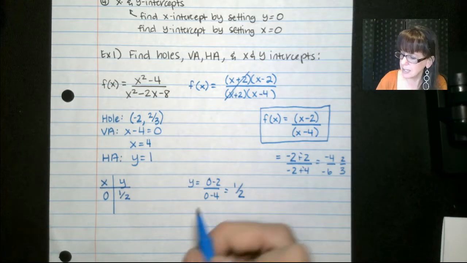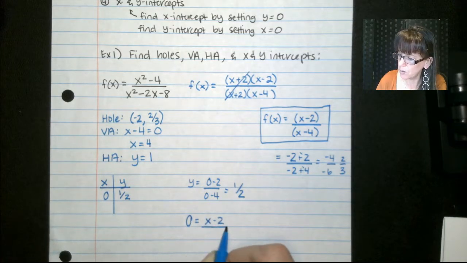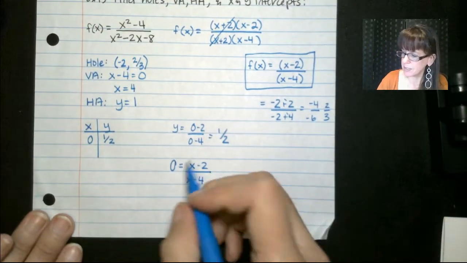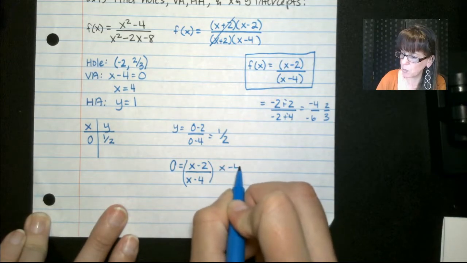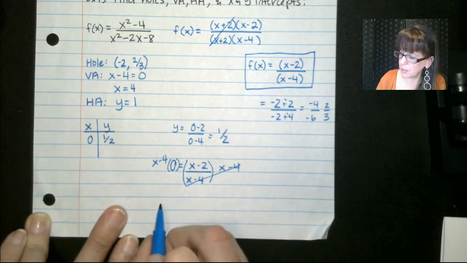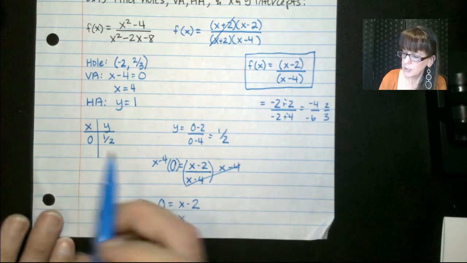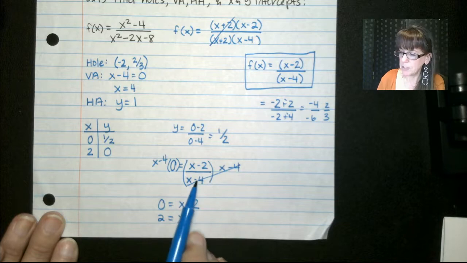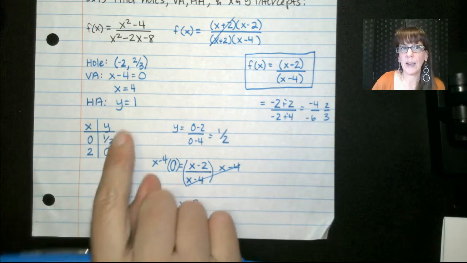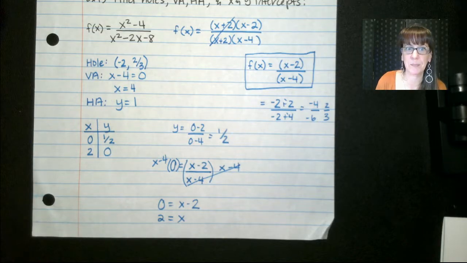Now the other one is we want to set y equal to 0. So we have 0 equals x minus 2 over x minus 4. Now, if I multiply both sides by x minus 4, this cancels out, and over here it just becomes 0. So 0 equals x minus 2. Add 2 to both sides, and we get 2 equals x. So when y is 0, x is 2. I multiplied both sides by the denominator, but if you can remember, really your x-intercept occurs just by dealing with the numerator here.